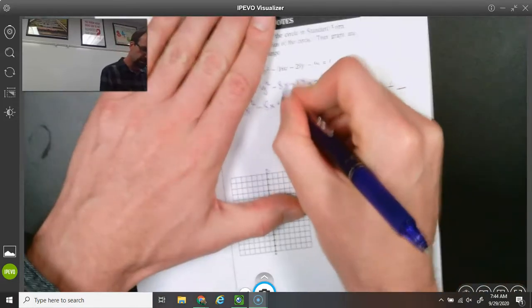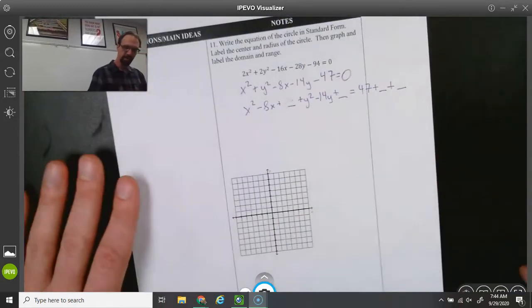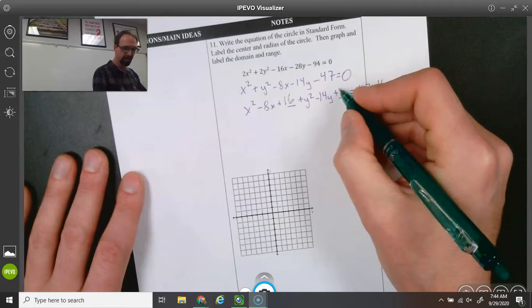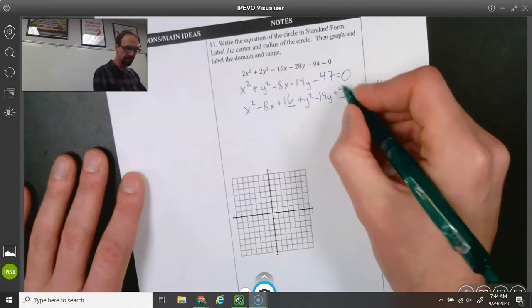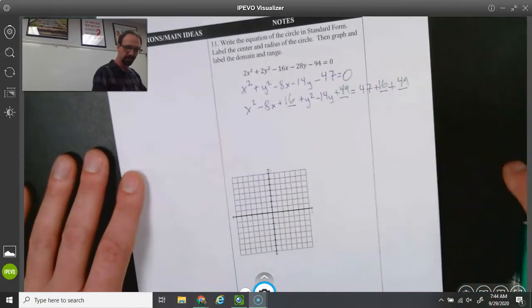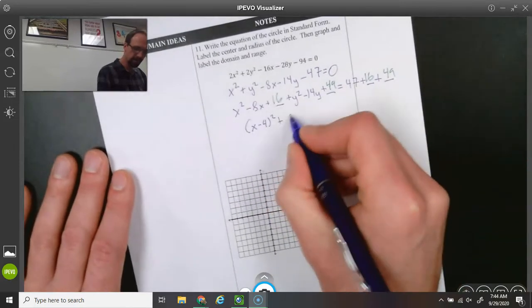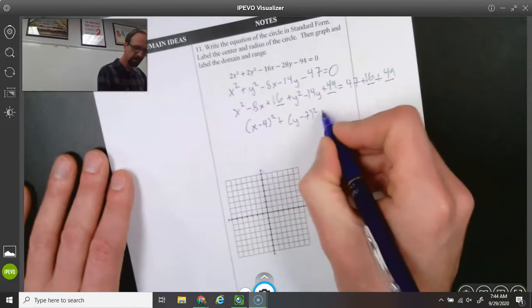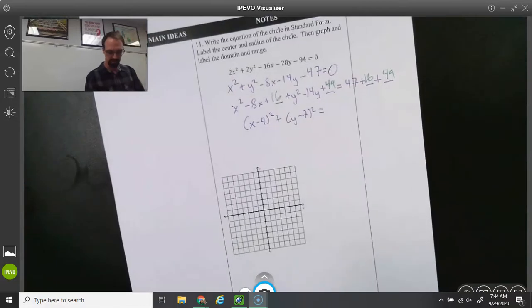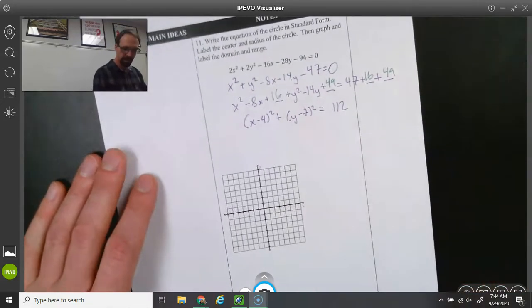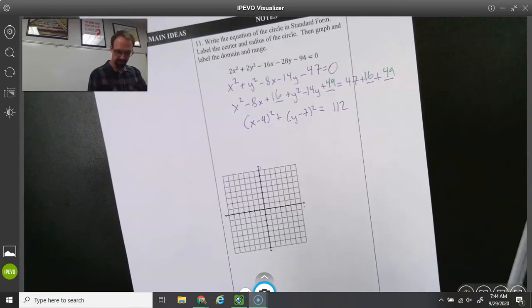I'll use a different color so you can see it a little bit easier. 16. And then that's 49. 7 squared is 49. So for here, this is going to be x minus 4 quantity squared plus y minus 7 quantity squared is equal to, I'm going to use a calculator. My arithmetic skills are not solid today. I apologize. It's going to be 112. So the radius, square root of 112.